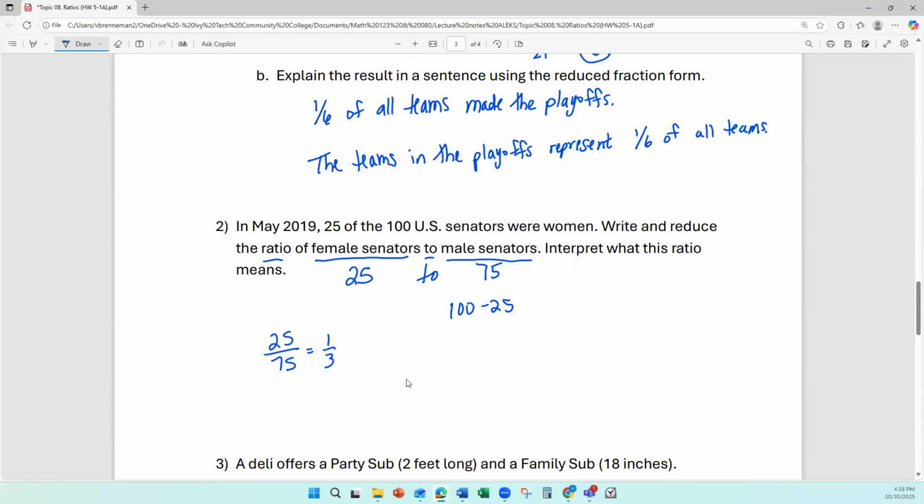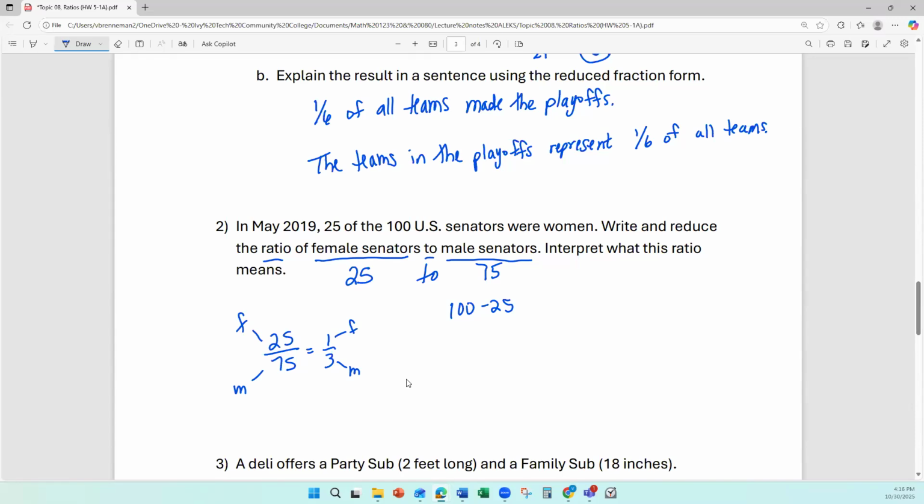But this 1/3 we're not going to treat as 1/3 of something. We're going to treat this as 2 separate groups. So the 1 and the 3 represent 2 separate things. The 25 was female, 75 male. So the 1 is female, 3 male. So essentially, if we divided the Senate into smaller groups that had equal representation of male and female, the same as in the whole Senate, you might have groups with 1 female for every 3 male senators.